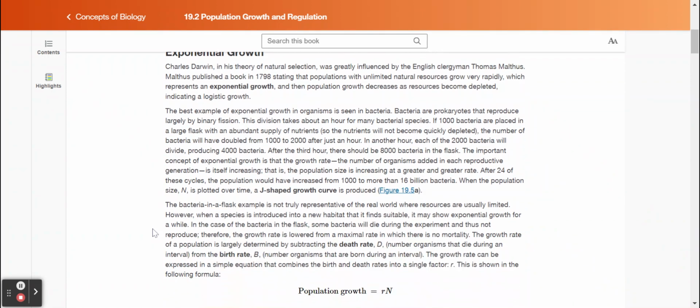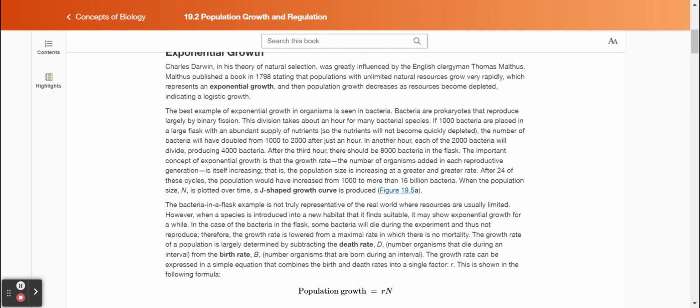Exponential growth. Charles Darwin, in his theory of natural selection, was greatly influenced by the English clergyman Thomas Malthus. Malthus published a book in 1798 stating that populations with unlimited natural resources grow very rapidly, which represents exponential growth, and then population growth decreases as resources become depleted, indicating logistic growth. The best example of exponential growth in organisms is seen in bacteria.